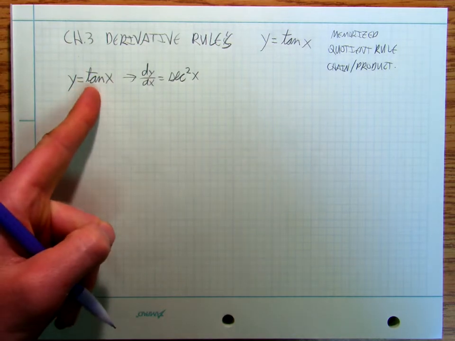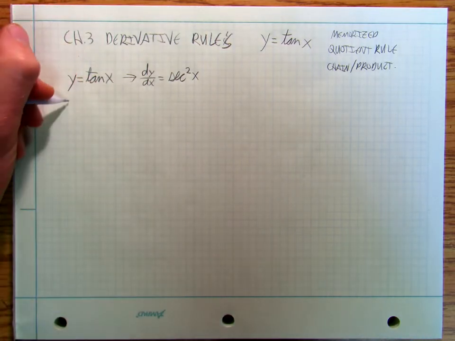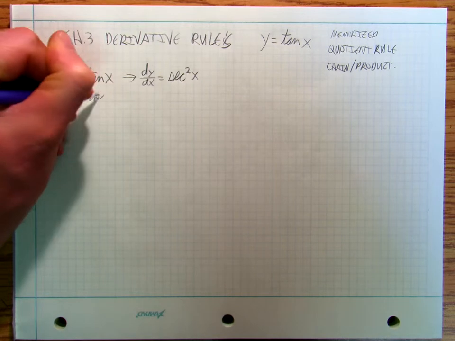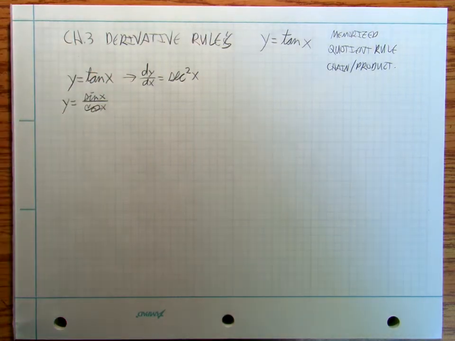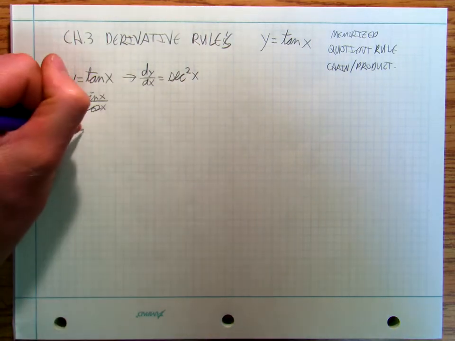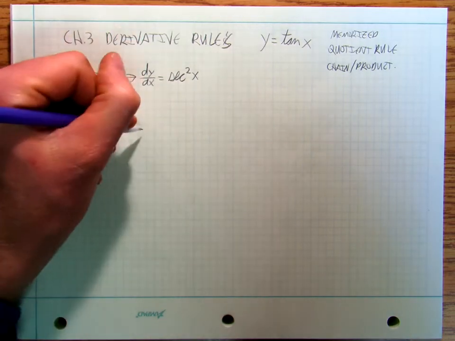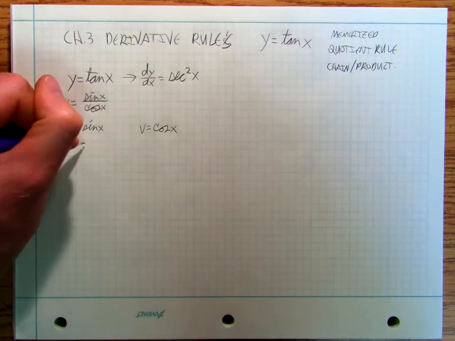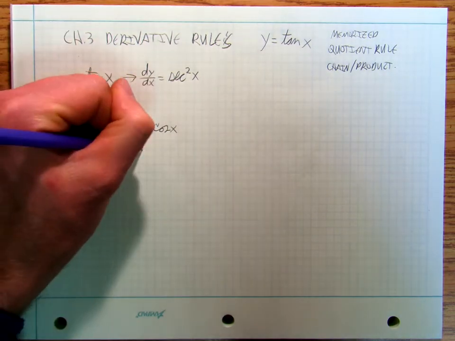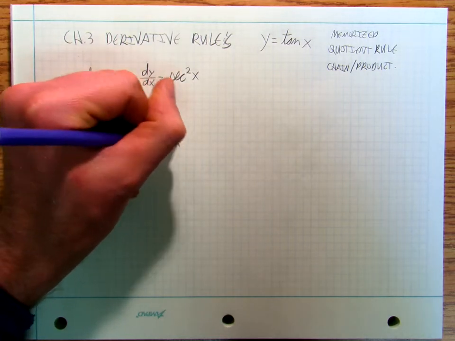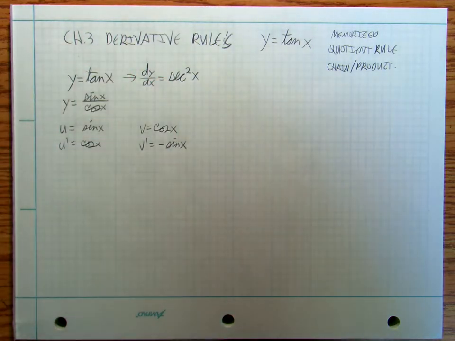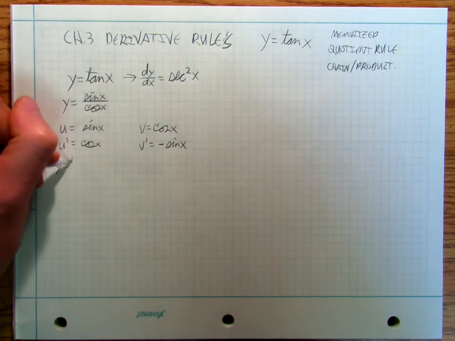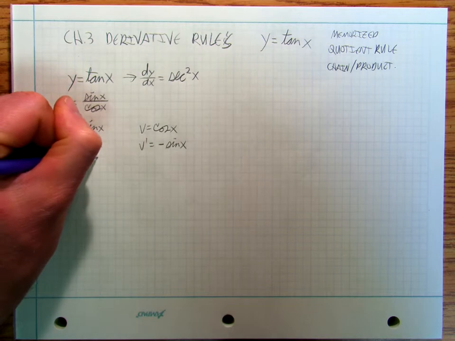Well, quotient means something divided by something else. So we have to remember that tangent x is sine x over cosine x. So then my u is sine x, my v is cosine x, my u prime is cosine x, my v prime is minus sine x. And so then we have y prime is equal to, this is where we have to get the order correct.